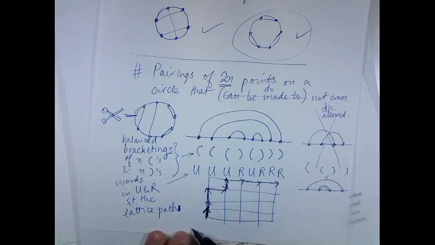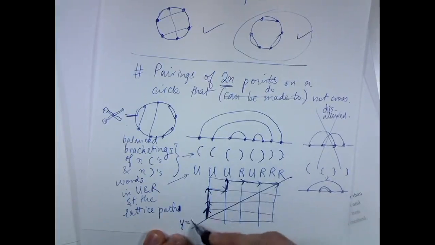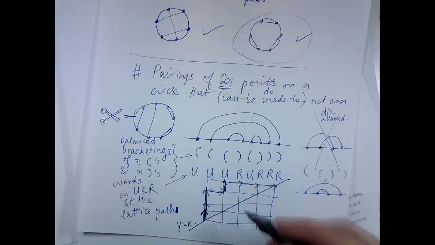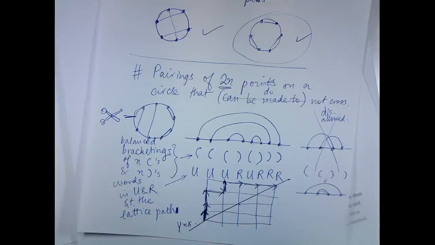And if you think about that, that's going to the right of this line, y equals x. So this is where the geometrical pairing comes in. If you touch the line, that's okay. That's having closed all the brackets that you've opened so far. If you go to the right of the line, not okay.